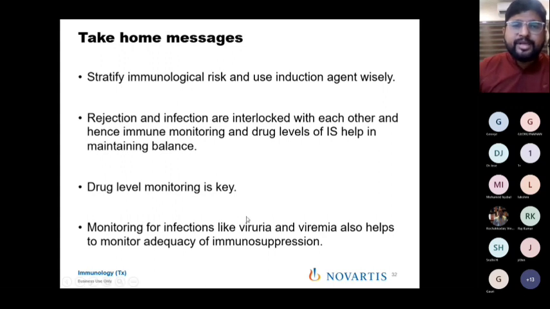With that, I come to the take-home messages. Stratify immunological risk and use induction agents wisely. Rejection and infection are interlocked with each other, and hence immune monitoring and drug levels of immunosuppressants help in maintaining balance. Drug level monitoring is key. Monitoring for infections like viruria and viremia also helps to monitor adequacy of immunosuppression.